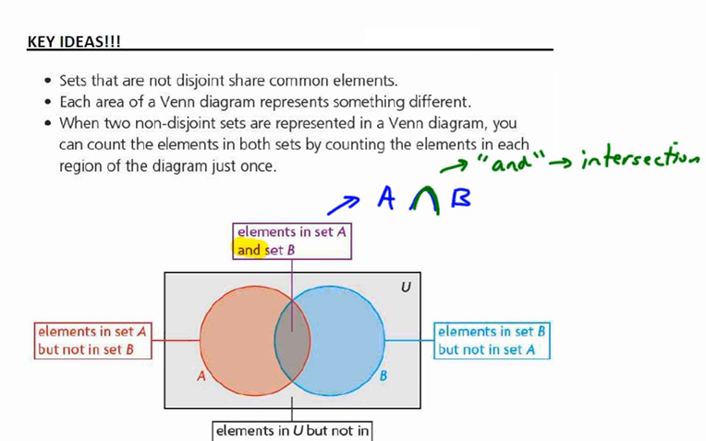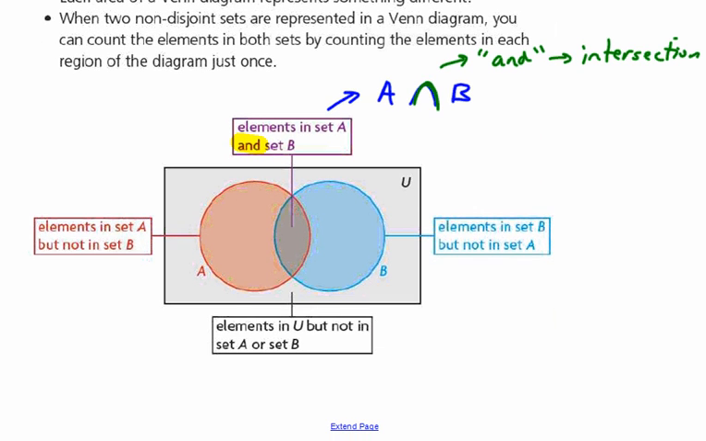Okay, what else? Each area of a Venn diagram represents something different. So for example, this might be basketball, volleyball, right? They're talking about two separate things. When two non-disjoint sets are represented in a Venn diagram, you can count the elements in both sets by counting the elements in each region of the diagram just once.